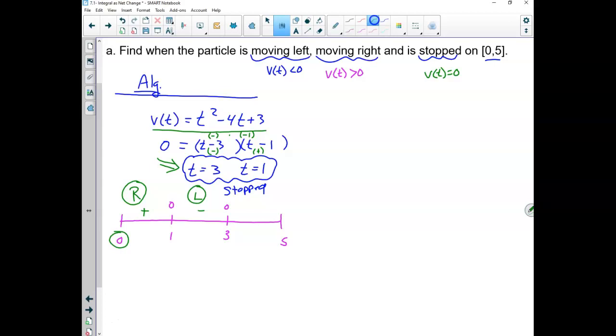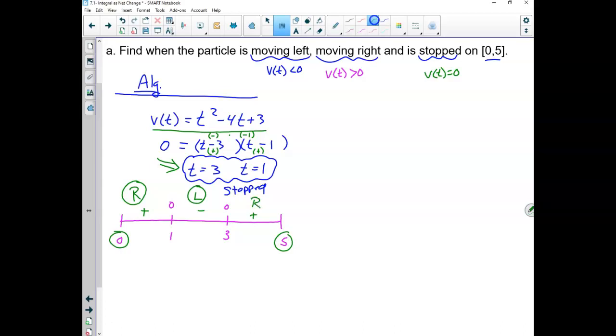And then if I pick anything between 3 and 5, I can even pick 5 because 5 also is not a critical value. Or I could use 4. It doesn't really matter, but I'm going to put a 5 in there. That's going to give me a positive times a positive. That's going to give me a positive. So now I'm moving to the right again.